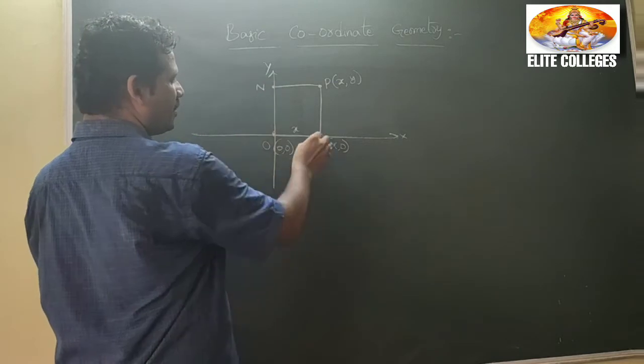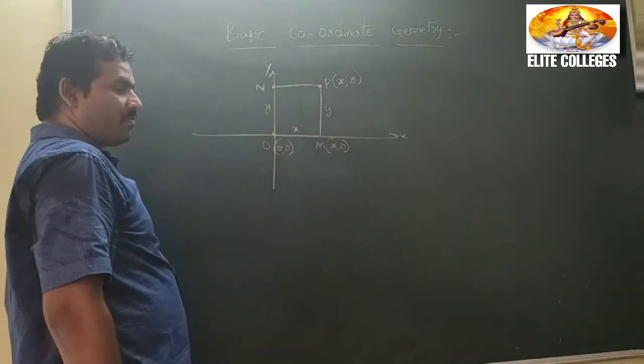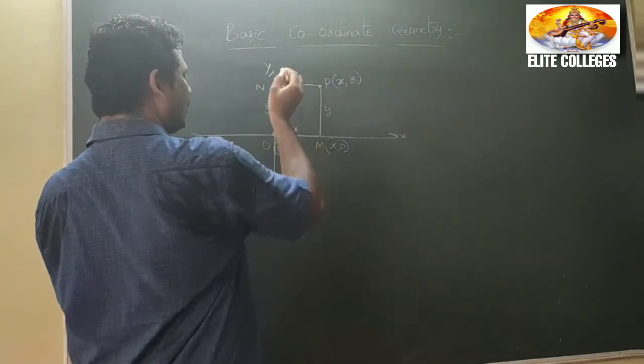This is the point here. This distance is y. Then whatever the point N is, that point is 0 comma y.